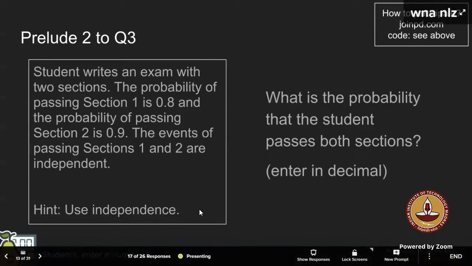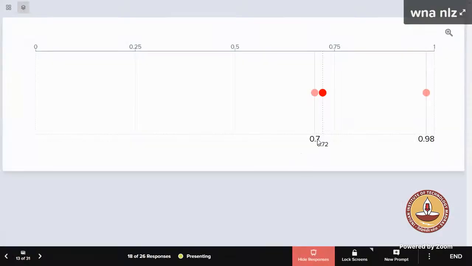Okay, so we'll move to the solution. Some people have also deleted the responses. So let's move to the responses. 0.72 per. Actually, this 0.98 is the answer.